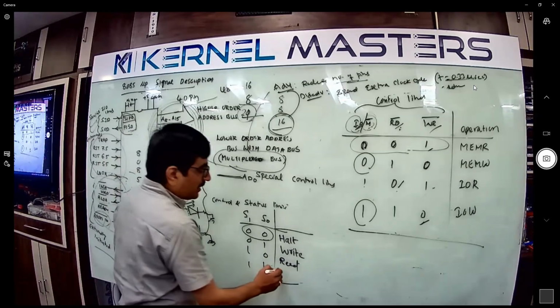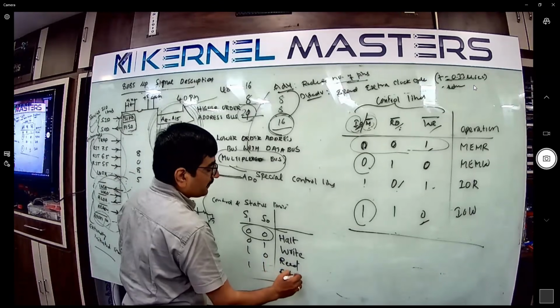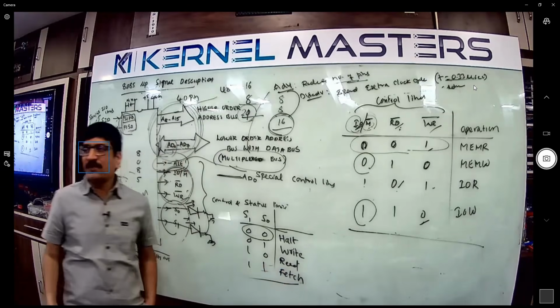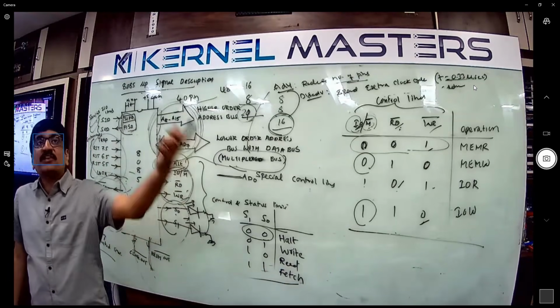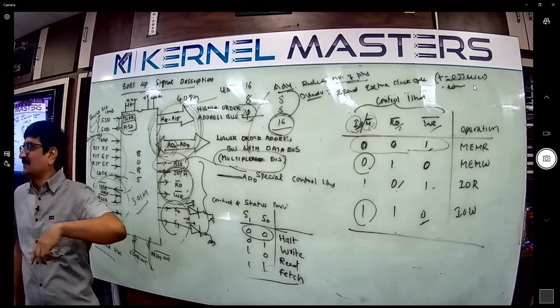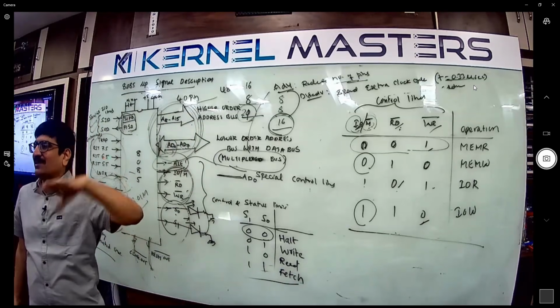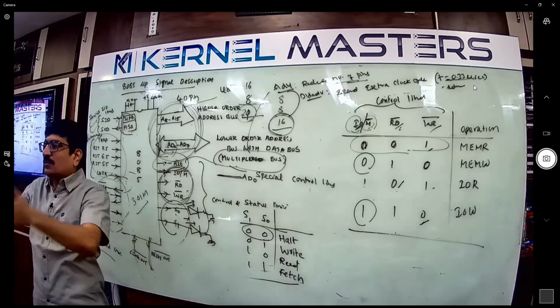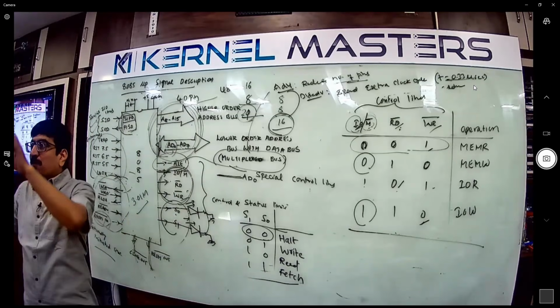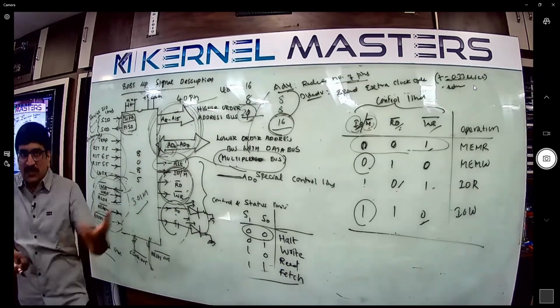Both LEDs are on. Which operation does the microprocessor perform? Fetch. The meaning of fetch: the microprocessor loads the instruction from the memory, because memory contains the instruction program. So whenever both LEDs are on, the microprocessor just loaded an instruction.